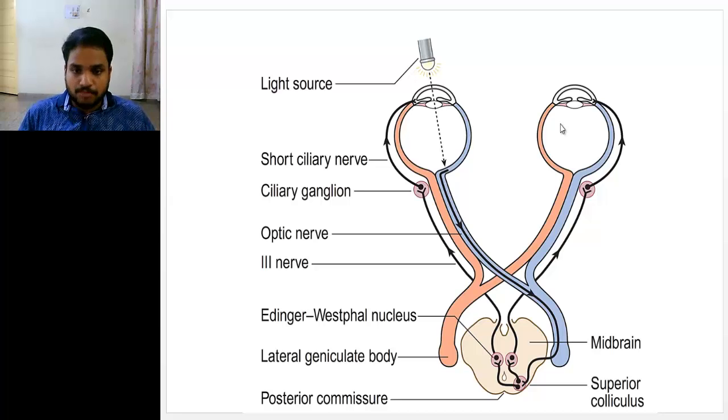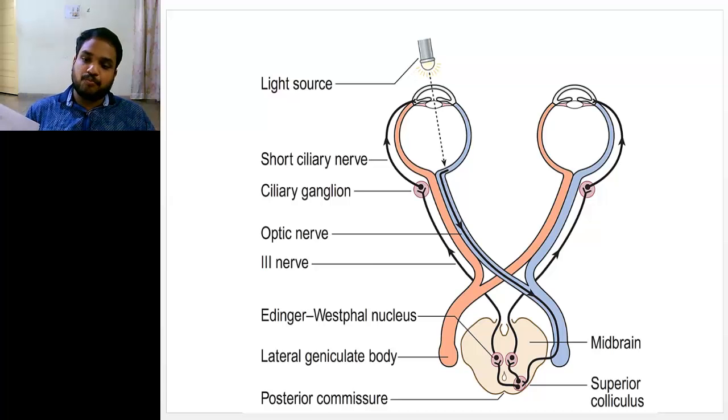Fine. So the parasympathetic supply not only supplies the sphincter muscles of the iris, causing the constriction of the pupil, but also it supplies the ciliary muscle, which focuses the lens for accommodation, right? For near vision, the lens should be focused, right? So for accommodation, the ciliary muscle is helping. So the ciliary muscle is also supplied from the third nerve, right, through the parasympathetic fibers.